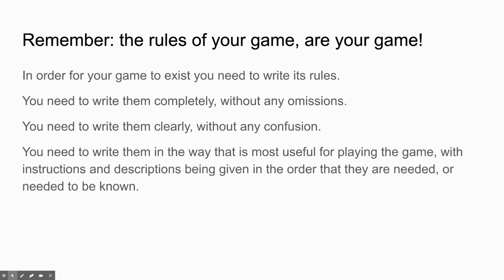In order for your game to exist, you need to write its rules. You need to write them completely, without any omissions. You need to write them clearly, without any confusion or confusing language. So what I would recommend is write the rules and read them to someone, and if they understand your game correctly, you've probably done it right. You need to write the rules in a way that is the most useful for playing the game, with instructions and descriptions given in the order that they are needed.